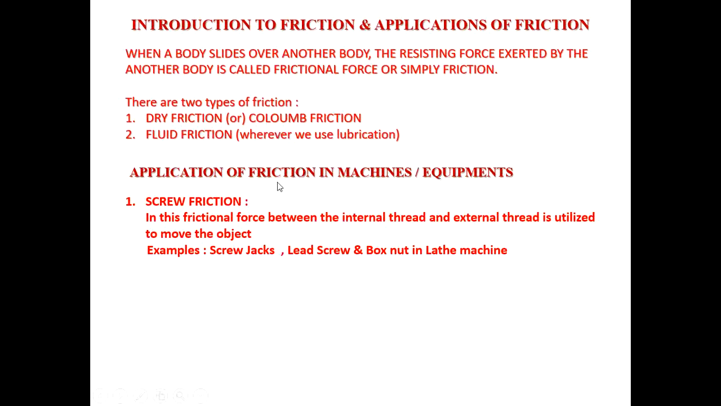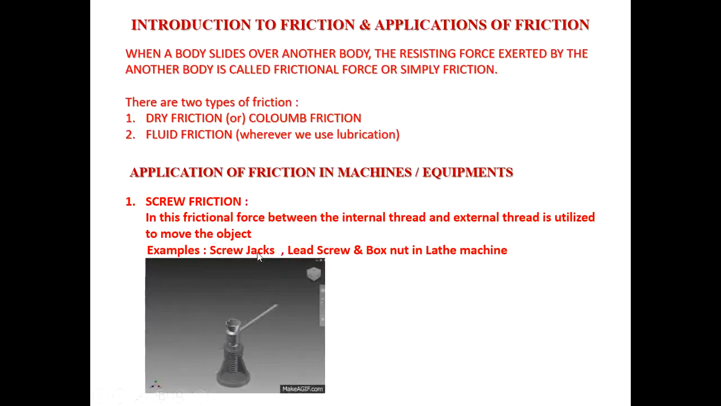A few applications of friction are: first is screw friction. In this one, the frictional force between the internal thread and external thread is utilized to move the object. Example: screw jacks, and this is a screw jack. It is used to lift the load up and lower the load down. So the screw jack is one example of screw friction, where the frictional force between the internal thread and external thread is utilized.